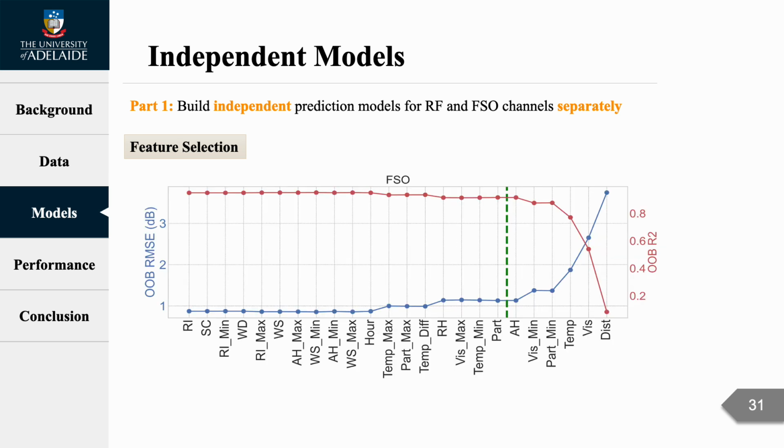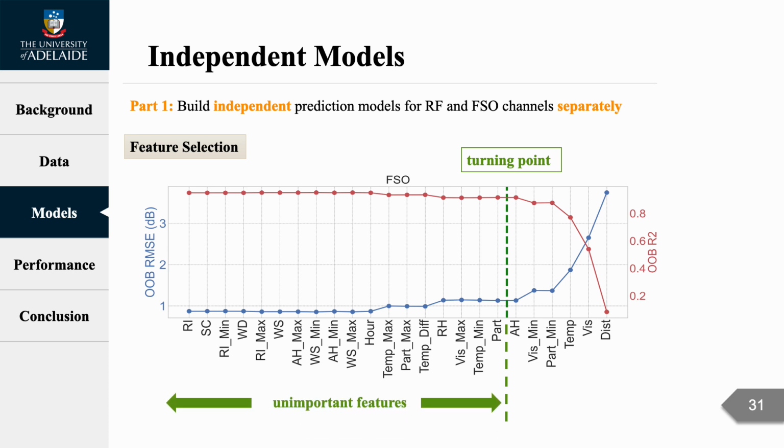By looking at the order in which features are removed, you can easily tell which ones really matter. We see a clear turning point marked by the green dashed line, where RMSE suddenly jumps and R-square drops. Features removed before this point are considered unimportant, while rows returned afterward are viewed as important features.